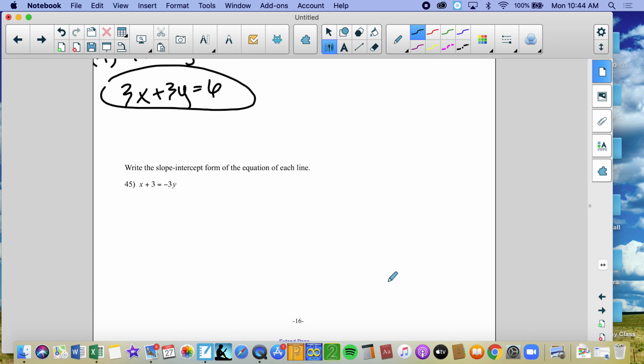Write the slope-intercept form of the equation of the line. Slope-intercept form, remember, is y by itself. I'm just going to rewrite this.